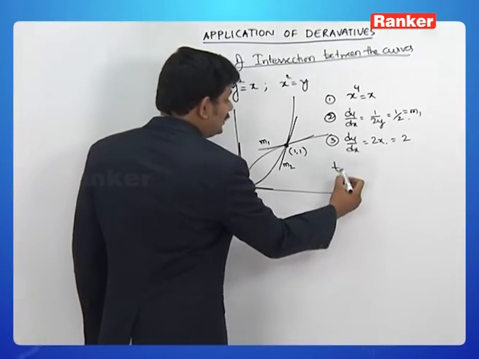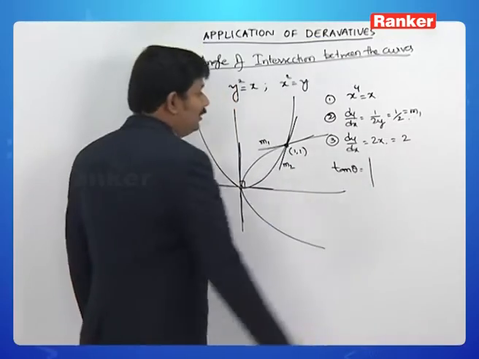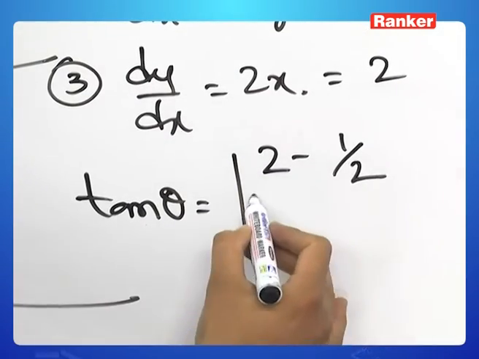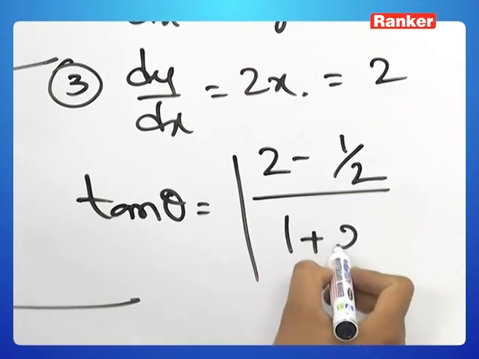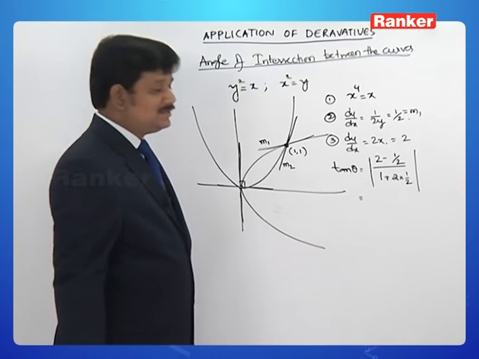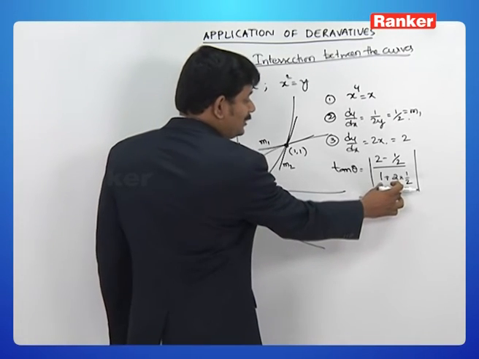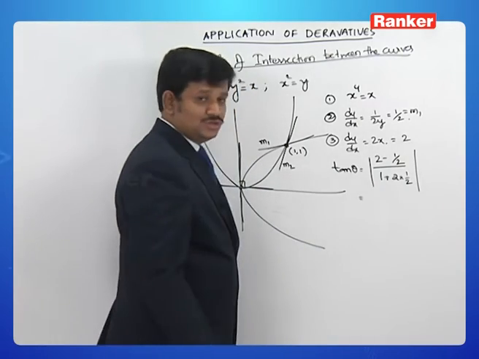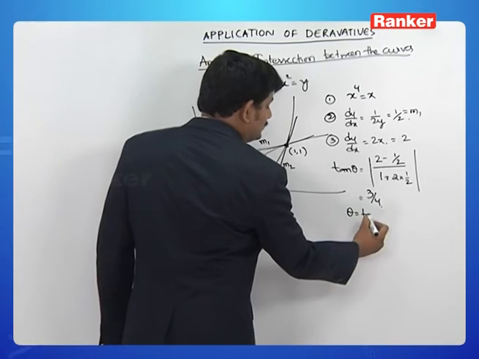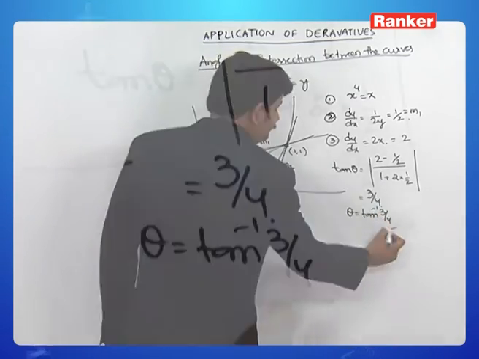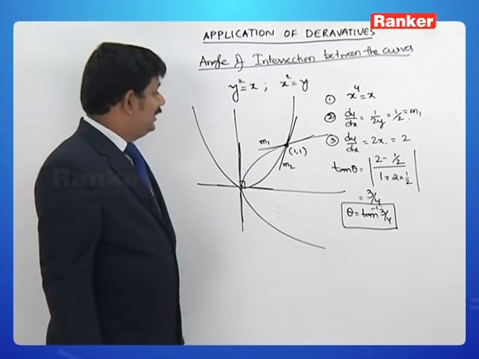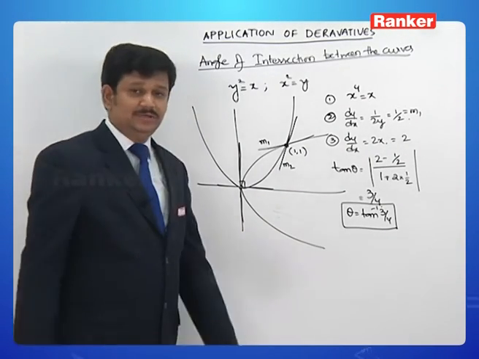So, the angle between the curves, tan theta, is given by modulus of m2 minus m1, 2 minus half, divided by 1 plus m1 m2, 2 into half. 2 minus half is 3 by 2, divided by 1 plus 1, which is 2, so this is 3 by 4. So, the angle of intersection theta is equal to tan inverse 3 by 4. So, this is how we find the angle between two curves at the point of intersection.